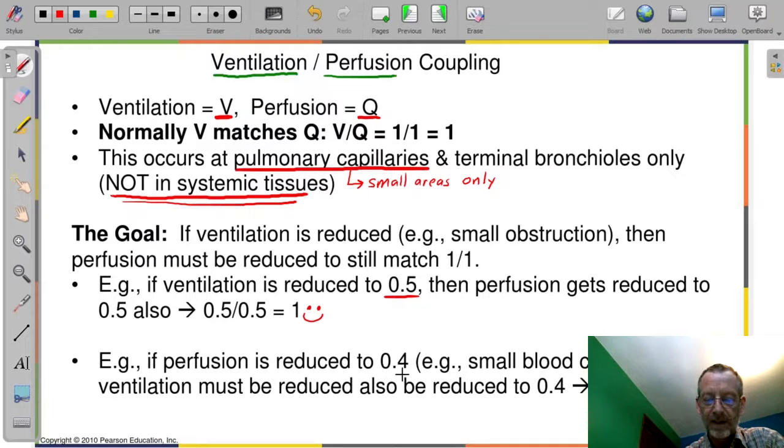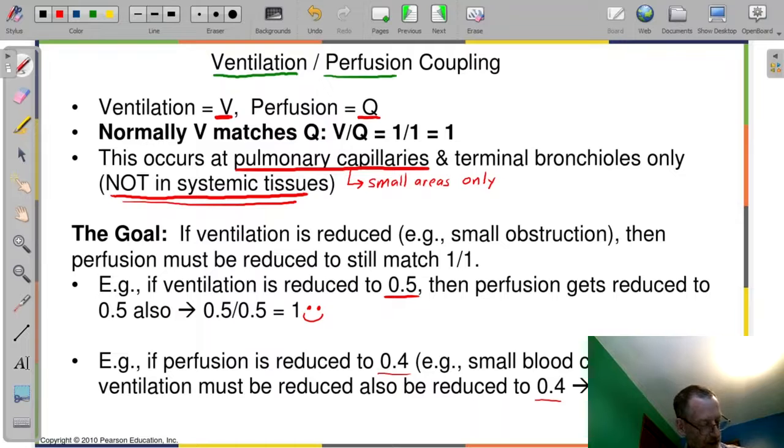On the other hand, if perfusion is reduced to, let's arbitrarily say 0.4 of what it used to be, perhaps it's a small pulmonary embolism that clotted some of the areas, so some of the lung tissue is not being perfused, then it makes sense to reduce the ventilation. Why send good air to a poorly perfused area of the lung? And so they both get reduced to 0.4, and we're back to unity, and we're still at 1-to-1. Everything's good. Okay, so that's the goal, to match ventilation to perfusion.